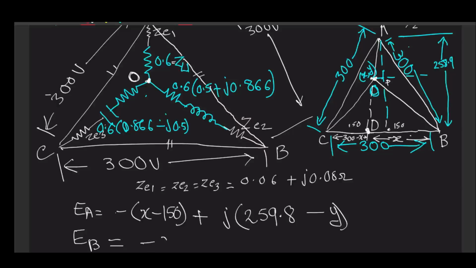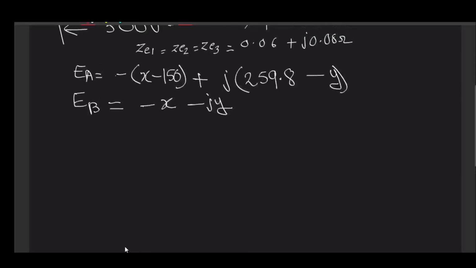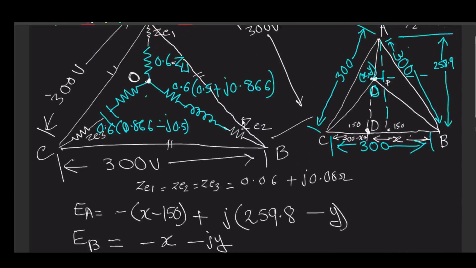So from O to B, it is minus x as well as minus jy. Similarly, EC will be, see, here EC is what? You have to measure this value between O and C, which means you have to consider first CD and DO. So what is CD?